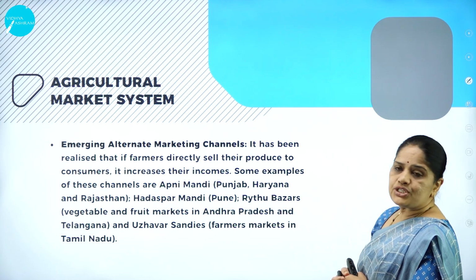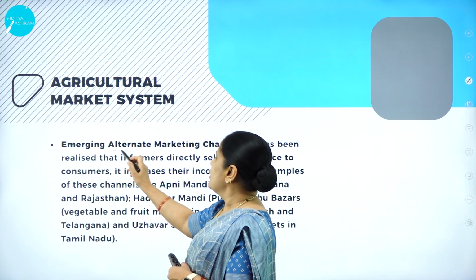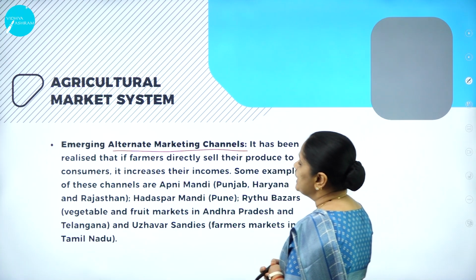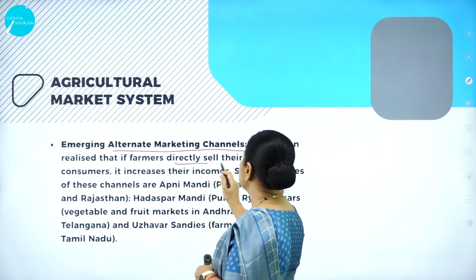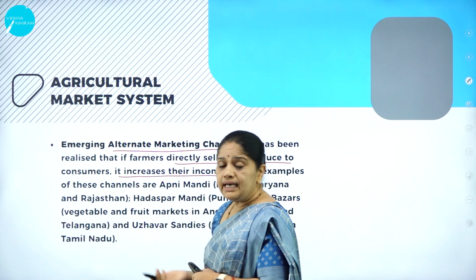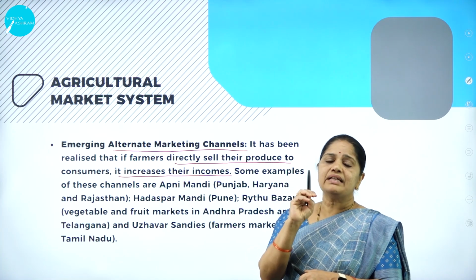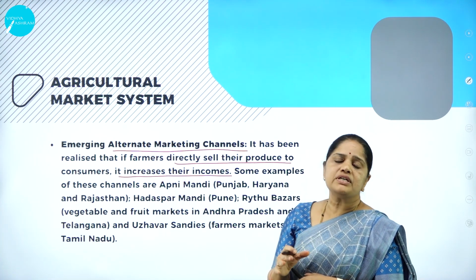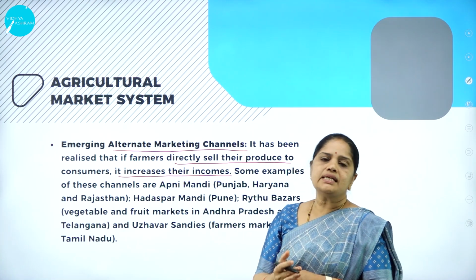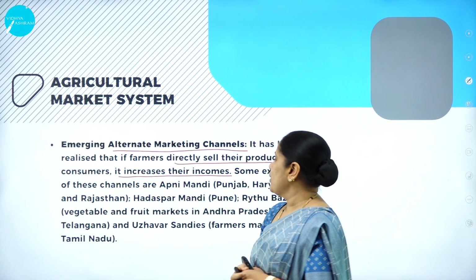Now, the agricultural market system. What are the various emerging alternate marketing channels in agriculture? It has been realized that if farmers directly sell the produce to the consumers, it increases their income. The farmers have come to realize that the middlemen are eating up all the profits of the produce. So, if they are directly in contact with the consumers, they can always get the best prices for their products.